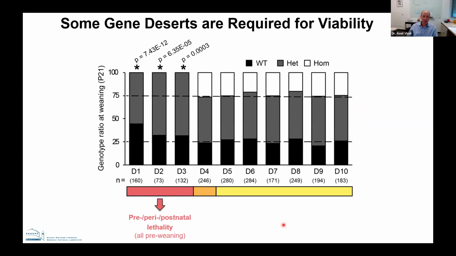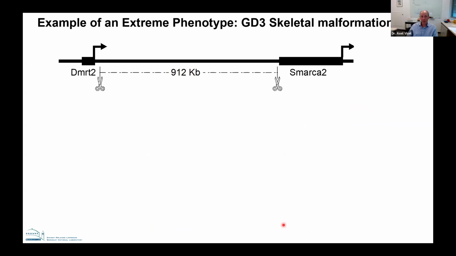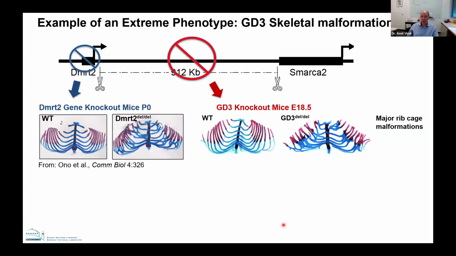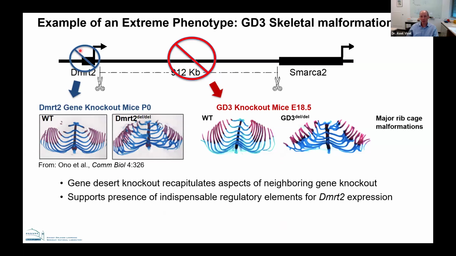Going through the results very briefly, what we found was that of the 10 that we tested, 4 had viability phenotypes. 3 of them caused pre, peri, or postnatal lethality. Another one caused lethality around weaning due to reasons that we don't quite understand. Here's just one example of a phenotype caused by this. In this particular example, it causes a phenotype that resembles the phenotype of knocking out a nearby gene.